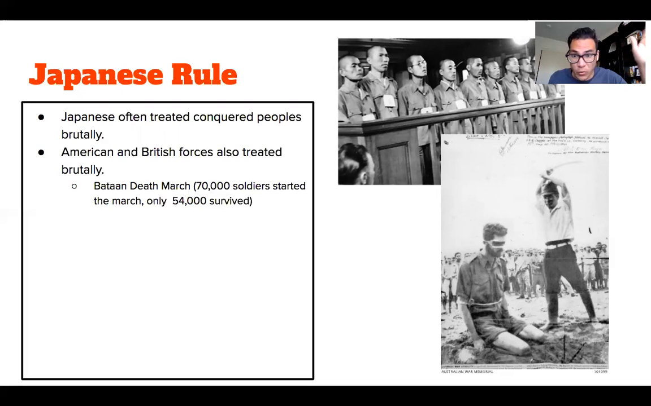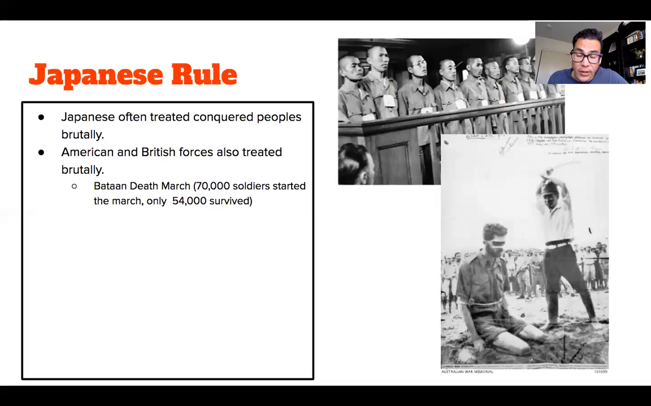Okay, and it gets much worse. There are so many images. I don't know why they were taking pictures of all this. It's super incriminating. A lot of them, like if you see up here, these are Japanese soldiers being held on trial in the Philippines after World War II for the war crimes that they committed.